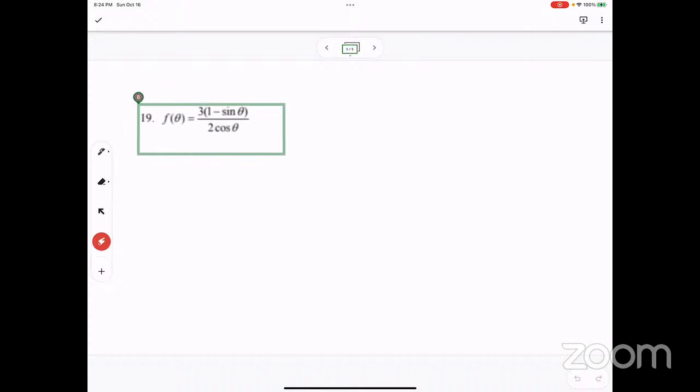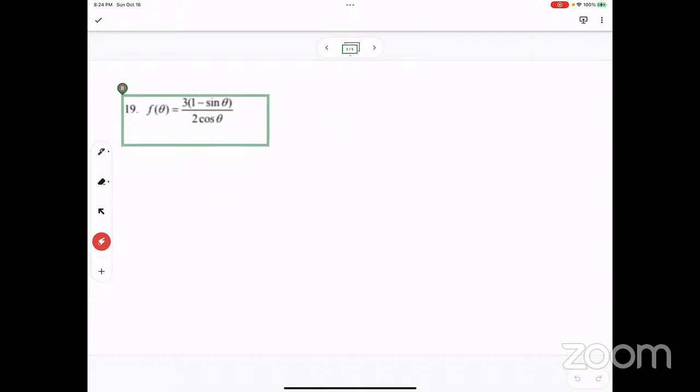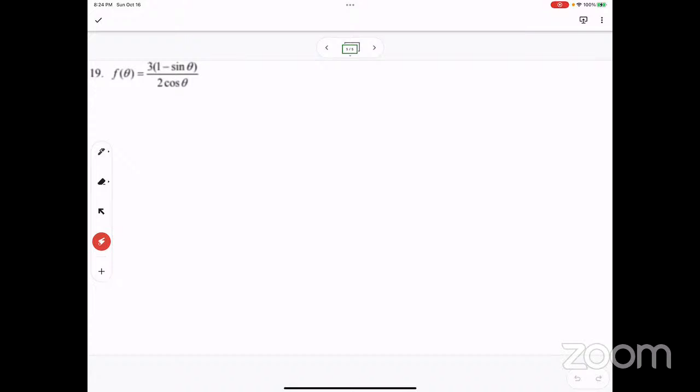I put it on slide 5. Okay, so now we're going to use the quotient rule.